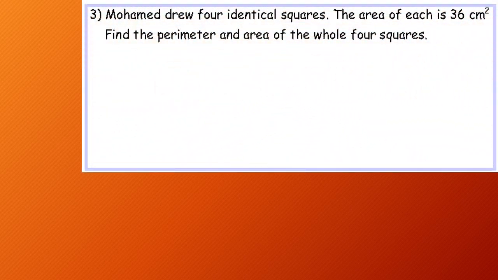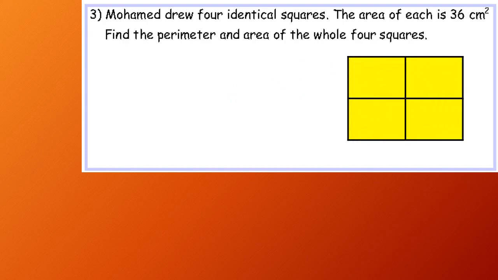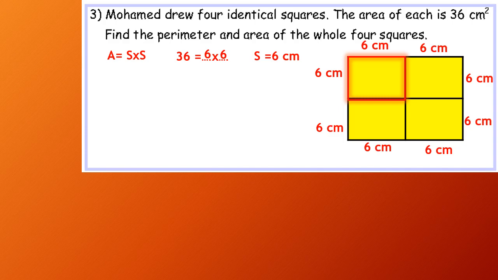Number 3. Muhammad drew 4 identical squares. The area of each one is 36 centimeters square. Find the perimeter and the area of the whole 4. Each square is 36 centimeters square, so the area equals side by side. 36 equals what by what? 6 by 6. So each side length equals 6 centimeters. Because they are 4 identical squares, all the side lengths equal 6 centimeters.